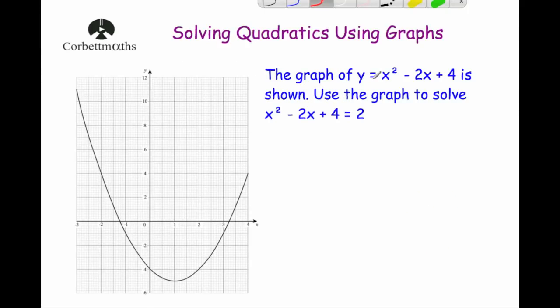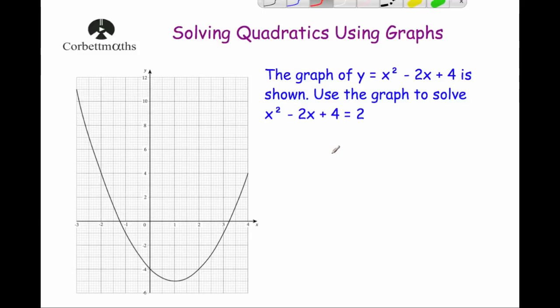Okay, and the last question, I've changed this one slightly. The graph of y equals x squared minus 2x plus 4 is shown. So this is the graph y equals x squared minus 2x plus 4. And we've been asked to use this graph to solve whenever x squared minus 2x plus 4 equals 2. In other words, we're not trying to find this time where it's got a height of 0. We're trying to find when it's got a height of 2, okay, because it's equal to 2 this time.